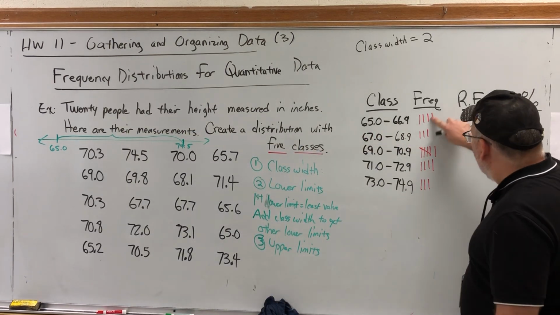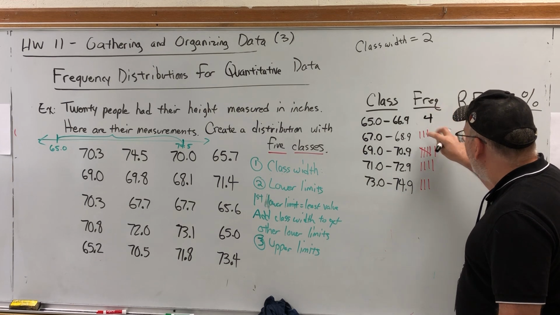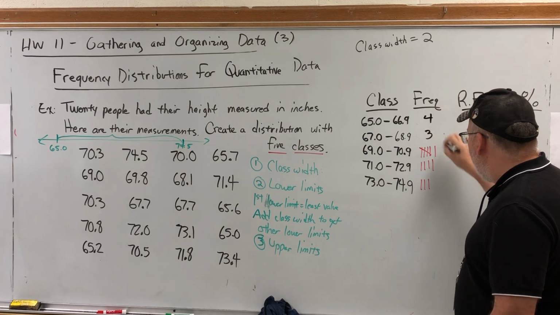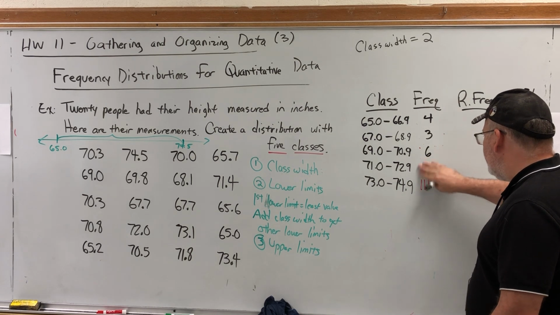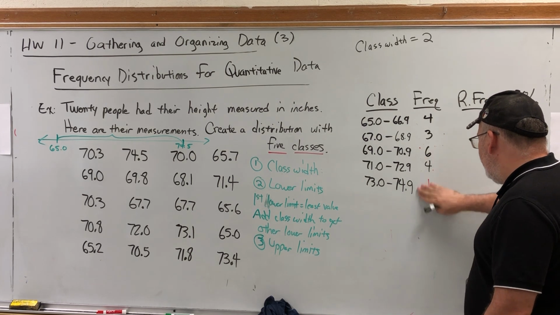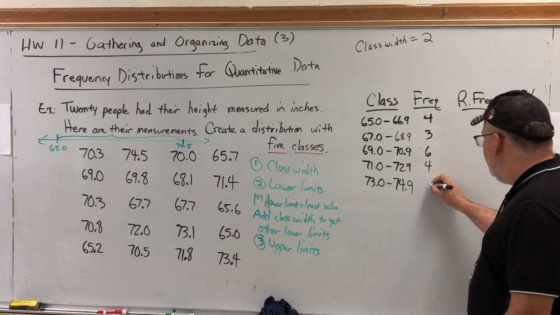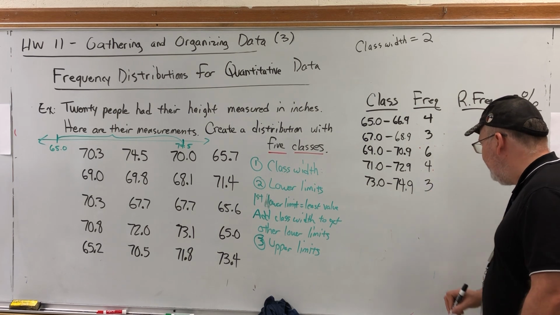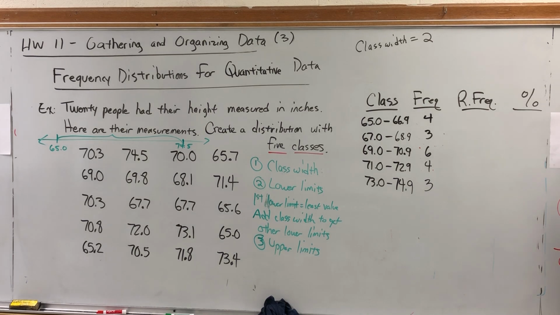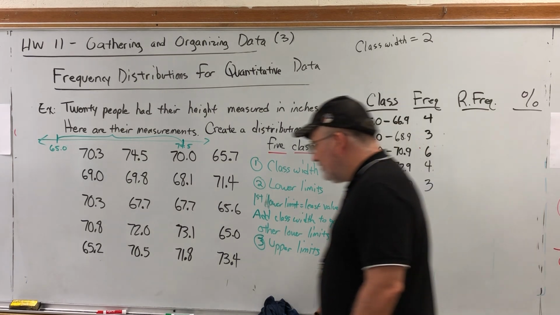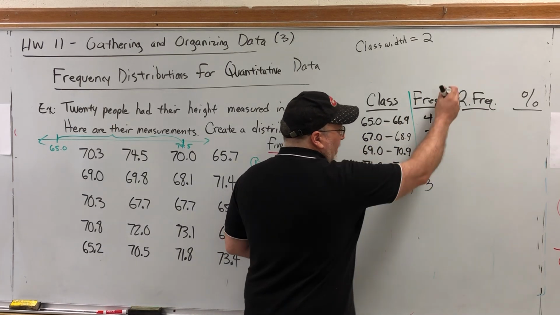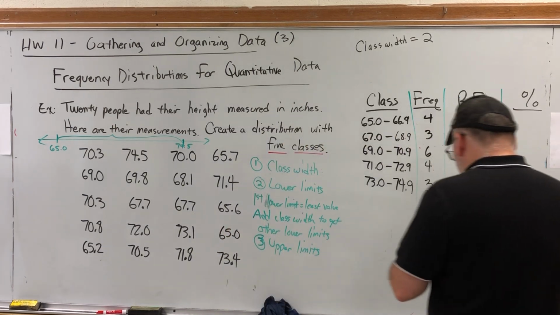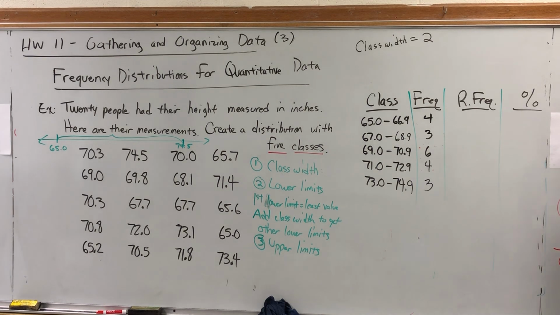So the frequency of the first class is 4. The frequency of the second class is 3. The frequency of the third class is 6. The frequency of the fourth class is 4. And the frequency of the fifth class is 3. I had forgotten, but I remembered that all the frequencies have to add up to 20 because we still talked to 20 people. You know, getting a little crowded here.